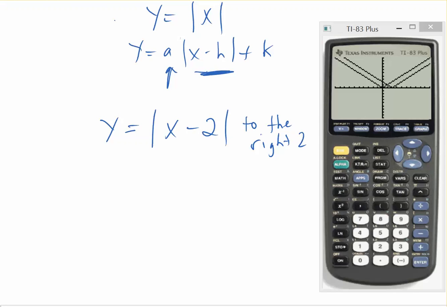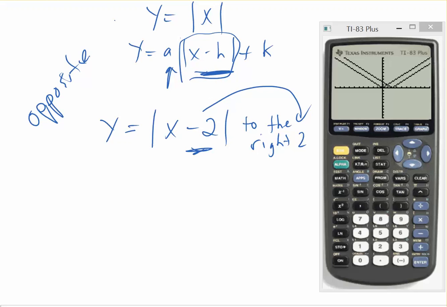Shifted to the right 2. And that's really interesting because we put negative 2. So you would think that you'd move to the left, but actually when you put a negative, this one's opposite. So this one in the middle is opposite. If it's negative, it goes to the right.